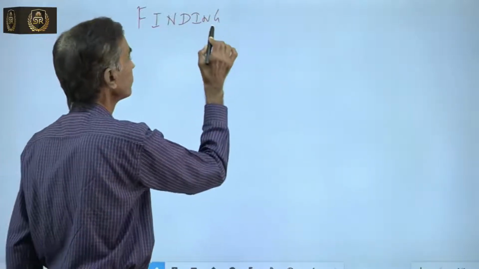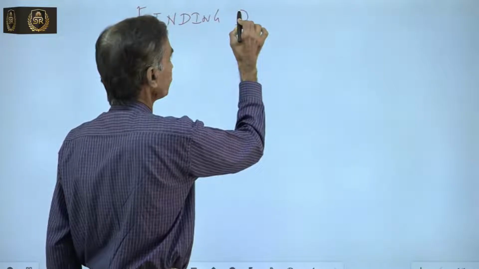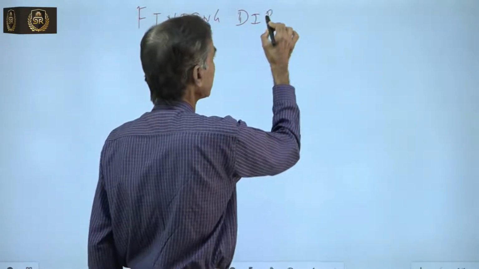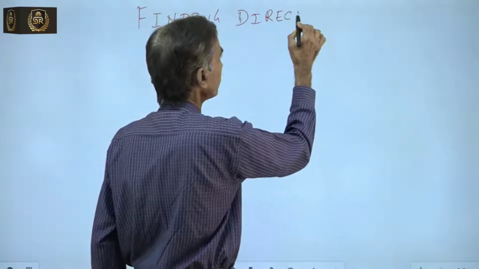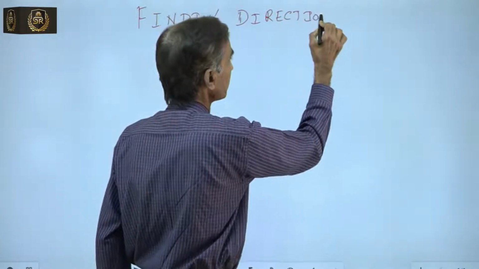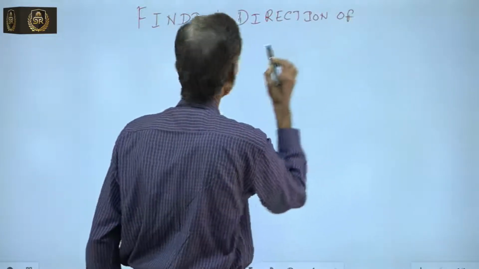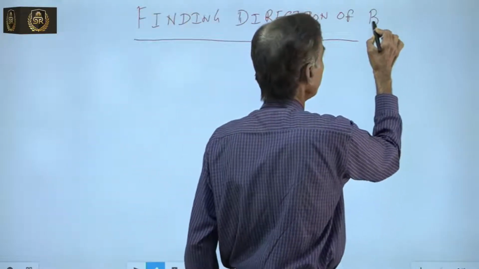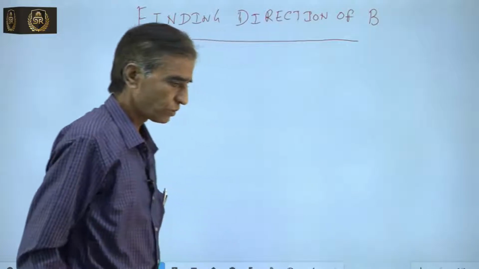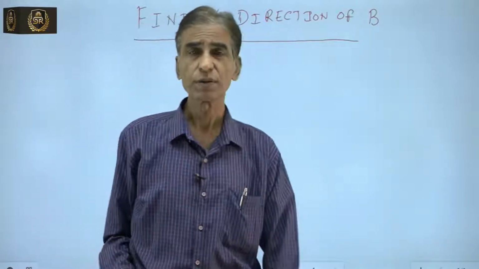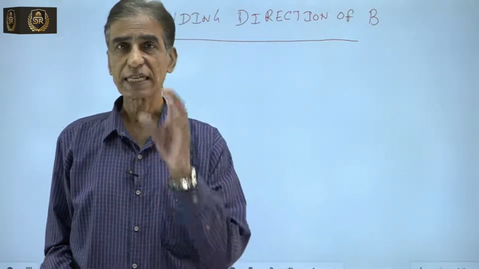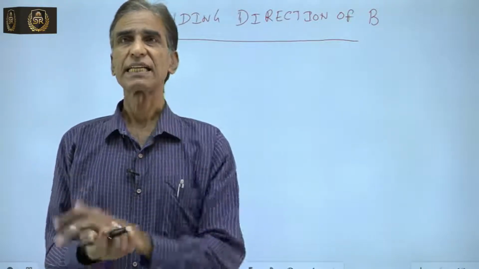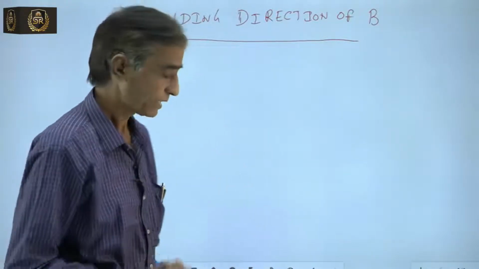Finding direction of B. Direction of B. So for that, as I told you, we are going to use a right hand thumb rule for straight currents. Straight currents means what?